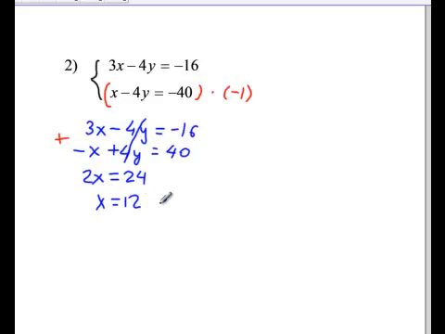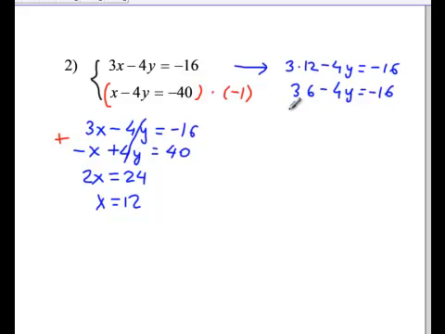Now we have to solve for y, and we are going to use again any of these two equations. I'm going to use the first one and plug in x, which is 12, into this equation. So 3 times x, which is 12, minus 4y equals negative 16. This becomes 36 minus 4y equals negative 16.